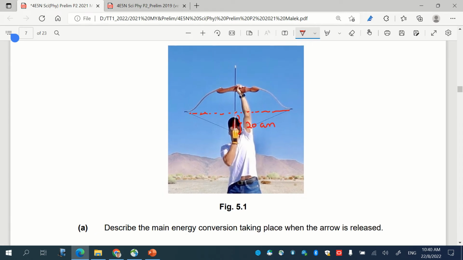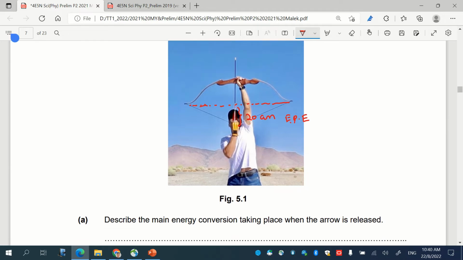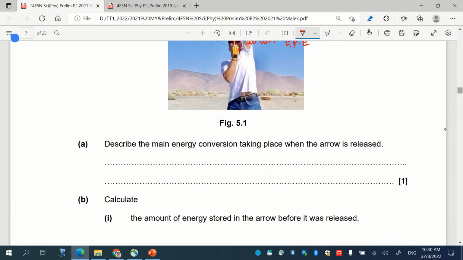So there is a stored elastic potential energy, ready to release the arrow. Now, if I were to describe the main energy conversion taking place, we will therefore describe. When you say describe, you must mention the energy comes from where. Okay, so conversion is the elastic potential energy of the pulled string.